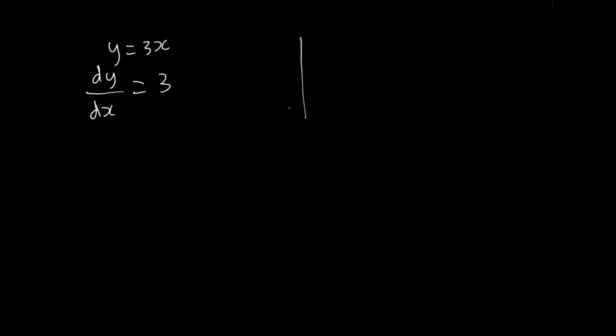And if we draw it in the Cartesian plane, we have dy over dx, and we have our x-coordinate here. It's basically just a line. Dy over dx is equal to 3.